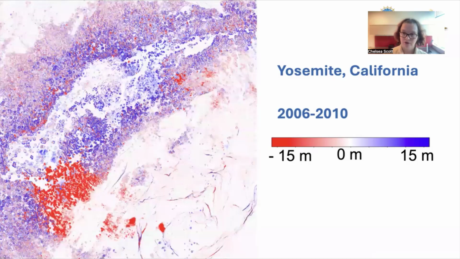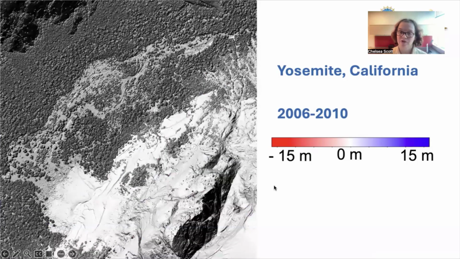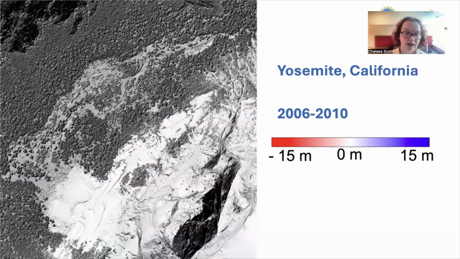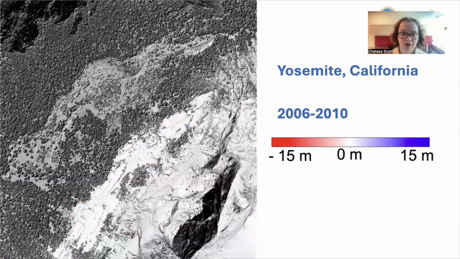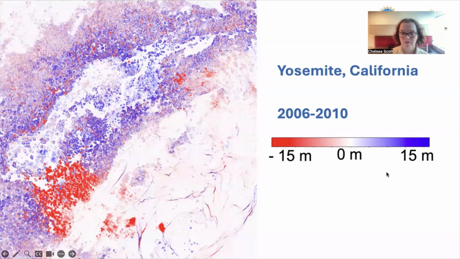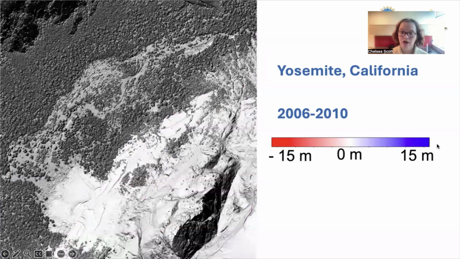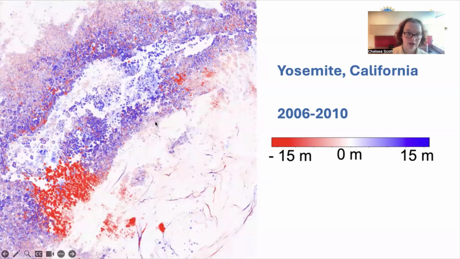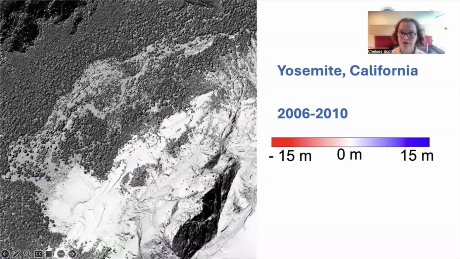And often in topographic differencing results, especially here, the red represents negative change of the Earth's surface. So here we see the loss of vegetation and the rock during the rockfall. White represents no change, and blue represents an increase in elevation of the Earth's surface. And the blue here represents a growth in vegetation between the two LiDAR acquisitions.